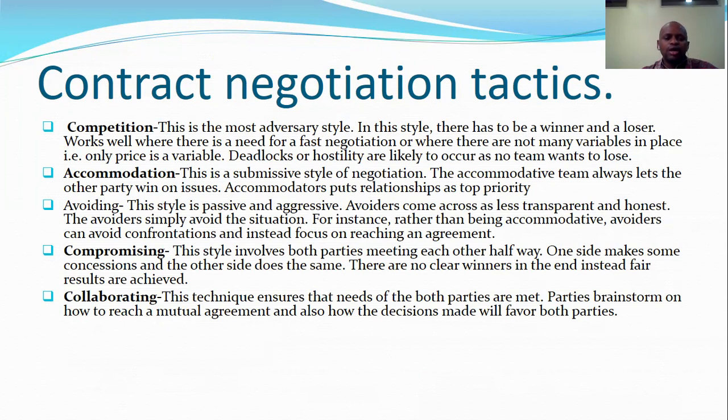Then we also have compromise. This is a style that involves both parties meeting each other halfway. One side makes some concession and the other side does the same. There are no clear winners. In the end, instead, fair results are achieved. And lastly, we have collaborating. This technique ensures that the needs of both parties are met. Parties brainstorm on how to reach a mutual agreement and also how the decision made will favor both parties.